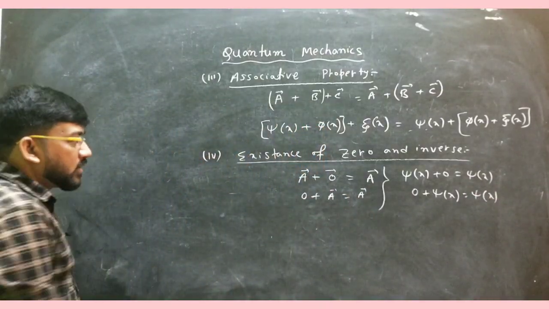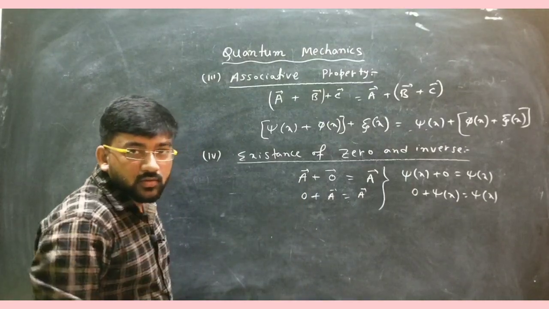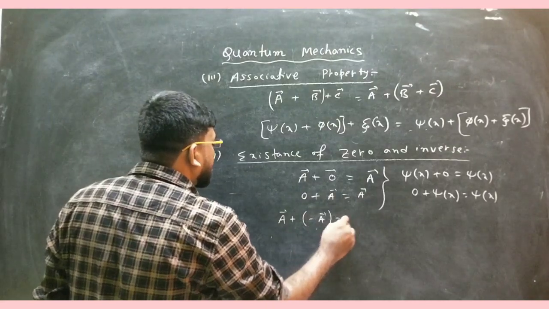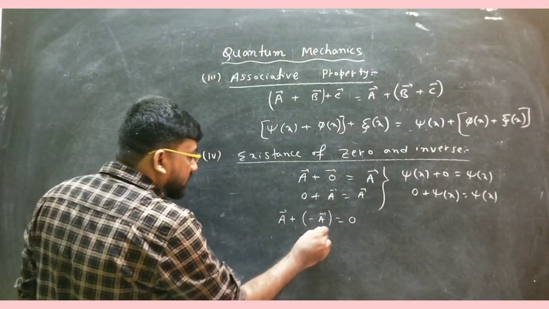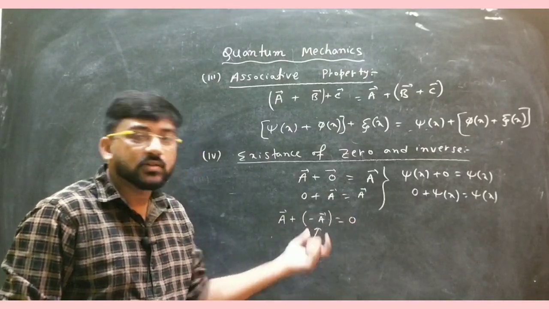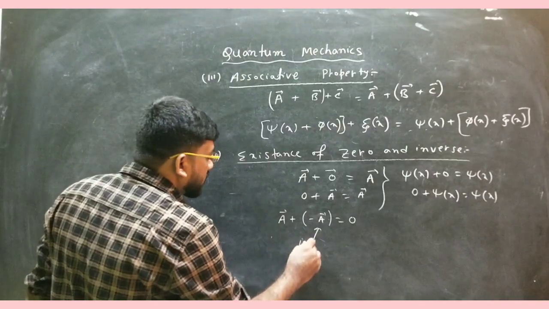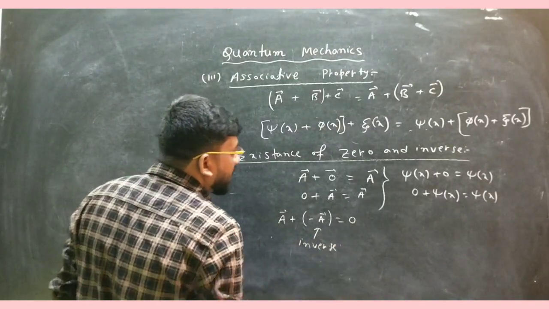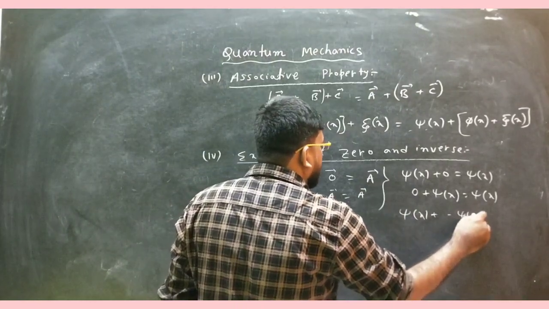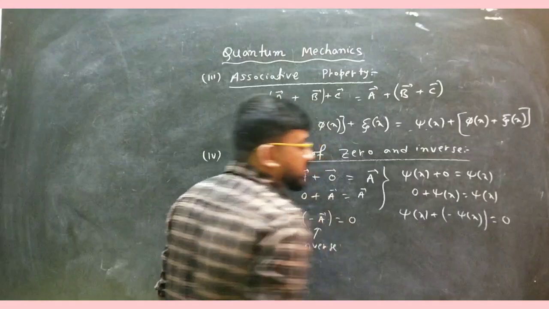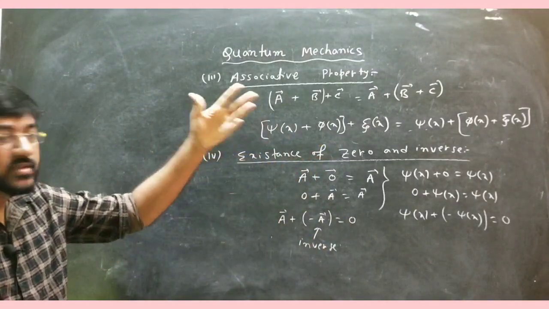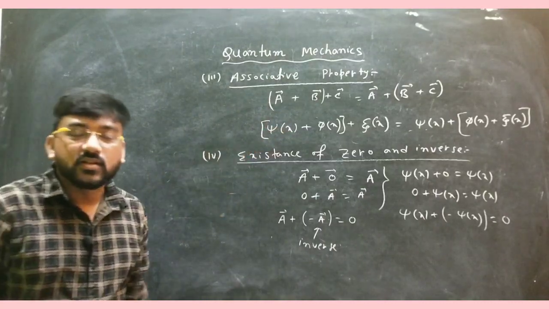Similarly, if you have two vectors, one opposite to the other, that is, vector A plus minus A, then you get 0. If you add one vector to another and get the result 0, then obviously this vector is called the inverse of A. Similarly here, the inverse also exists: psi of x plus minus psi of x is equal to 0. This is a very important property that will always hold, as it follows the ordinary three-dimensional vector.